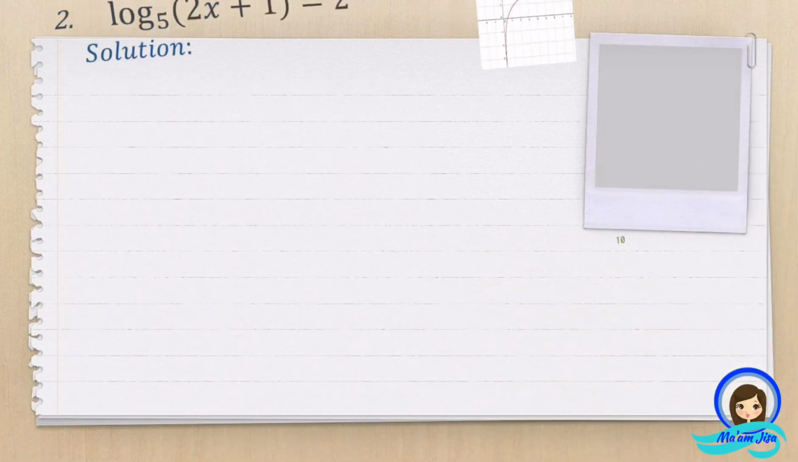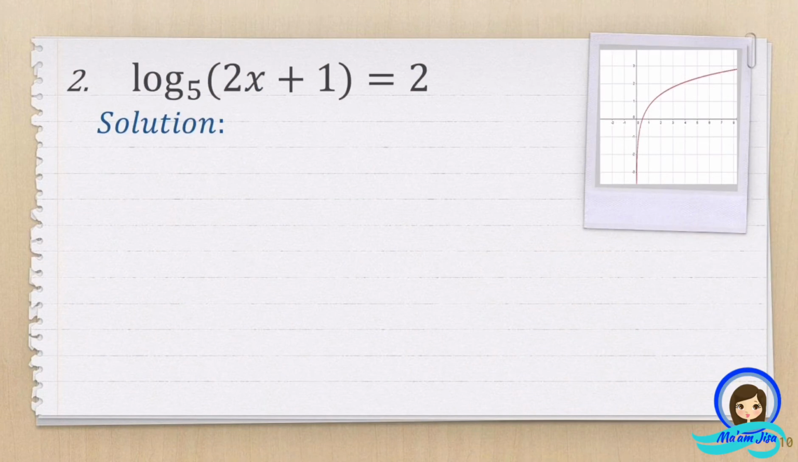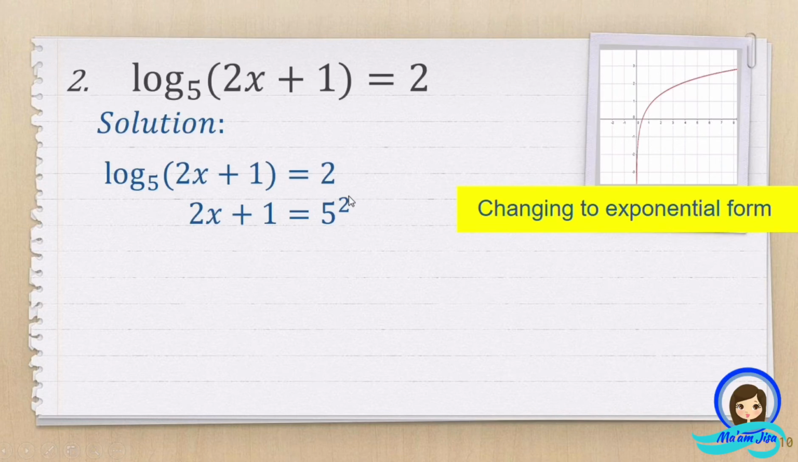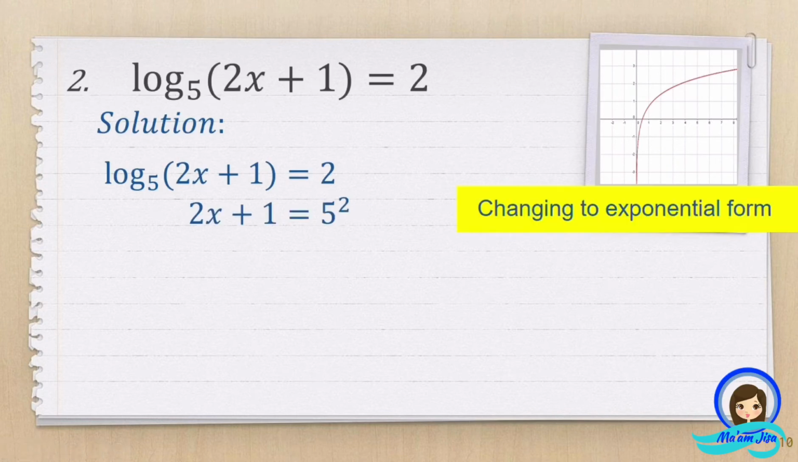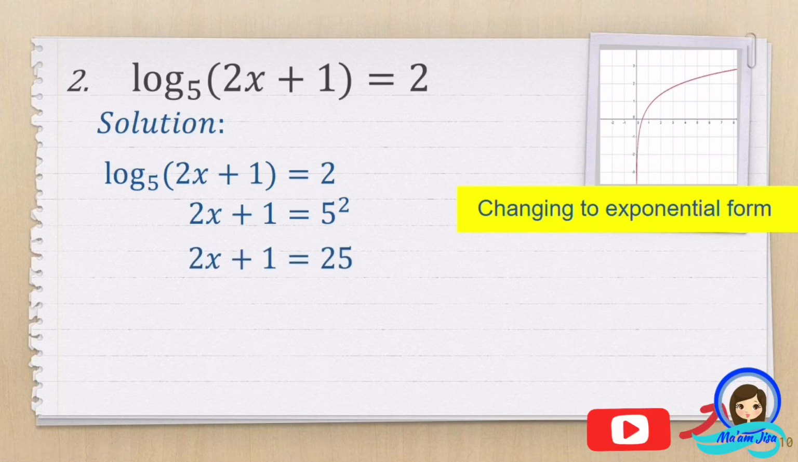Example number 2. Logarithm of quantity 2x plus 1 to the base 5 equals 2. To solve this one, we need to change this expression into exponential form. So our base is 5 and the logarithm is 2. Therefore, if we change it to exponential form, that is 2x plus 1 equals 5 squared. Then simplifying, 5 squared is 25.